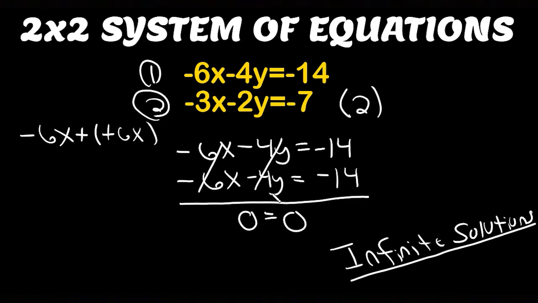And how you determine that is once the variables drop out, if you are left with a true statement, it's going to be infinite solutions. If you are left with a false statement, it's going to be no solution. Now you can see here, I am left with a true statement. 0 is equal to 0. That tells me that I am dealing with infinite solutions, meaning they are both the same line. Okay? Let's try one more problem.